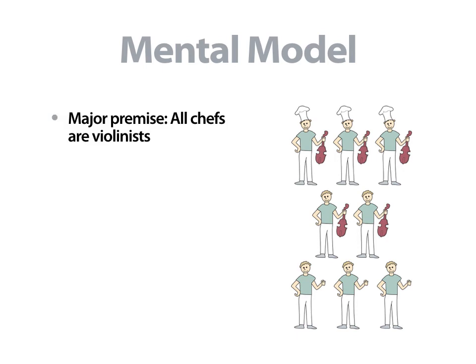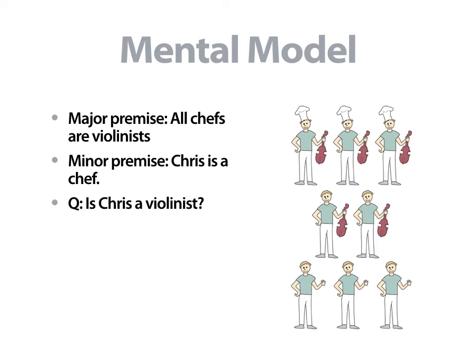So the idea would be, let's suppose you have a major premise like all chefs are violinists. That's what's shown here. All the chefs are violinists. Minor premise, Chris is a chef. Is Chris a violinist? Well, now you just look at your mental model and you see, well, all the chefs are violinists. If Chris is a chef, then he must be a violinist. Now we have another problem.